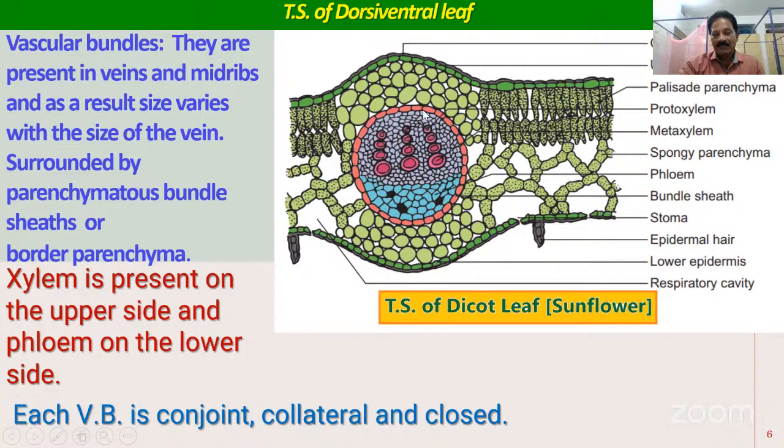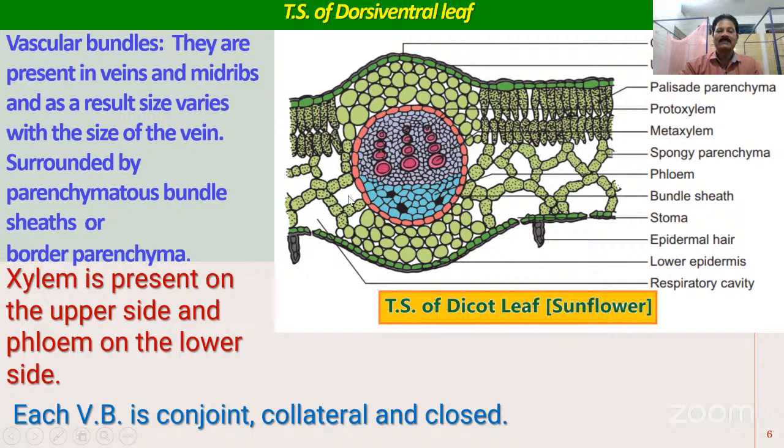And here there is a sheath around the vascular bundle. This sheath is called the bundle sheath. The bundle sheath is parenchymatous. So the ground tissue present near the midrib, surrounding the vascular bundle, is not differentiated into palisade and spongy parenchyma. It is a simple parenchyma.